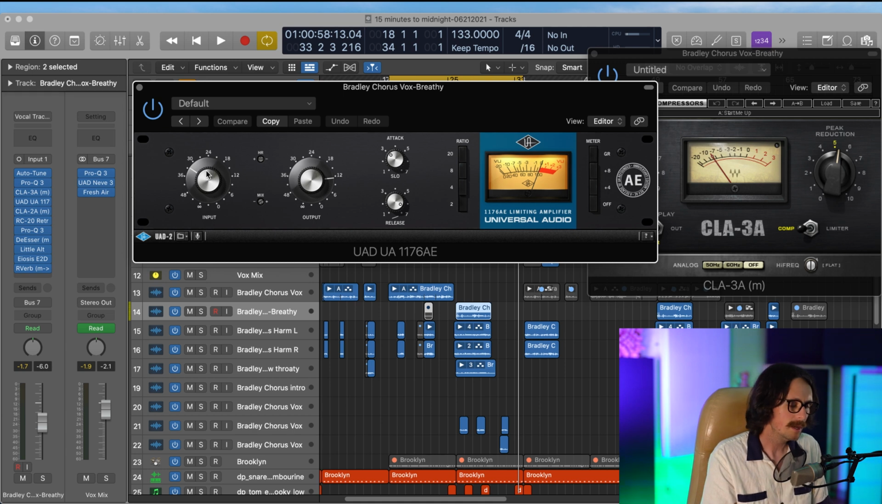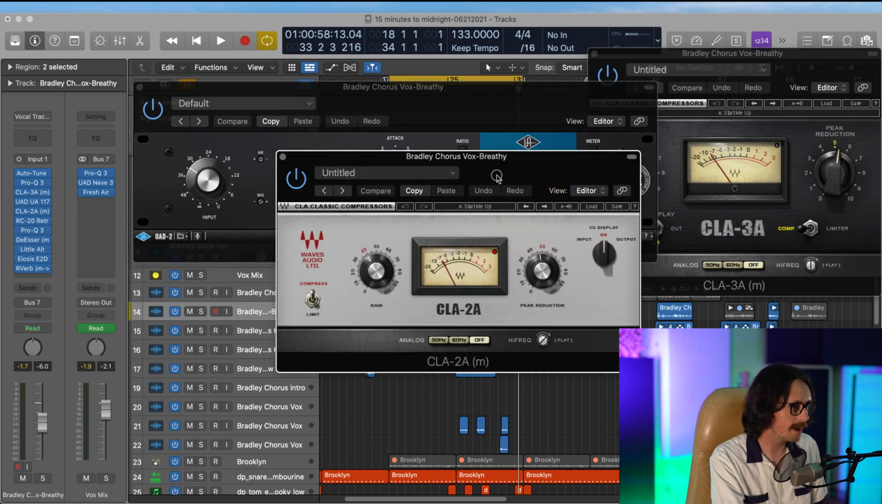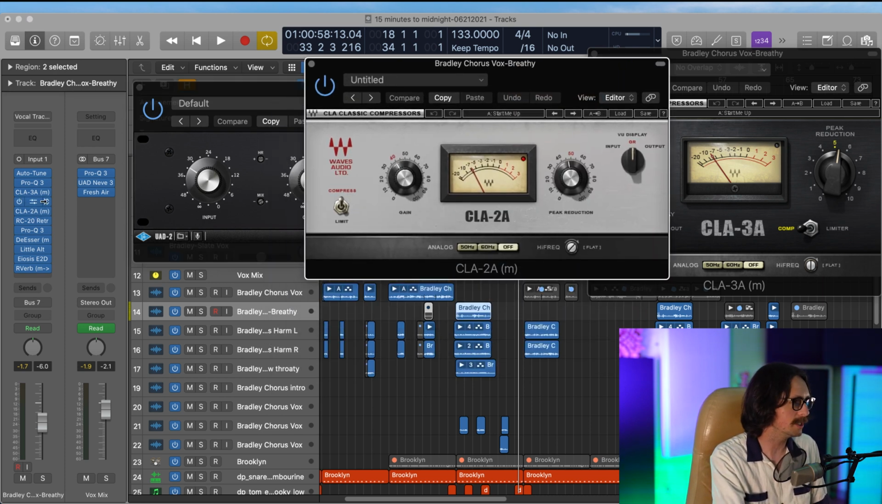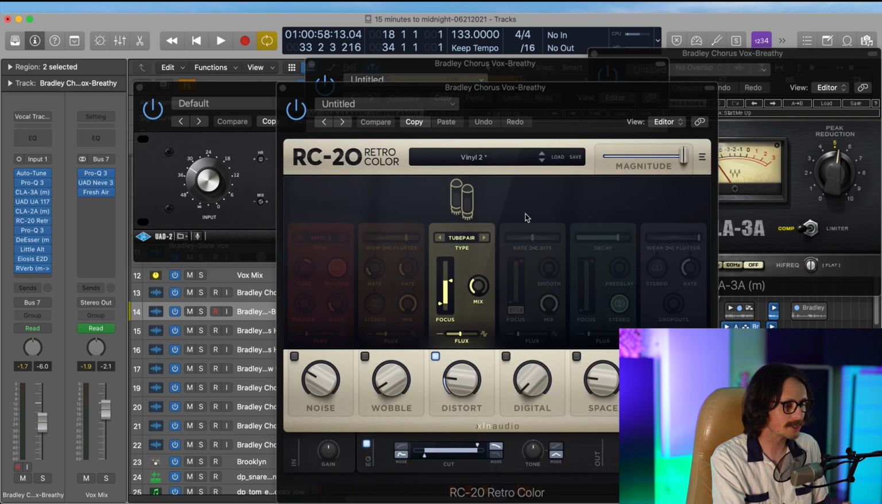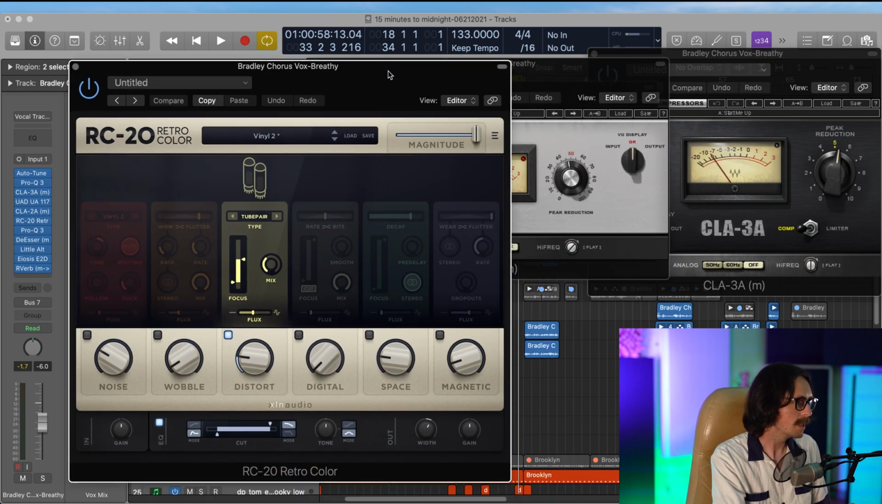It has tubes. It has op amps. We're pushing in. We have an input. We have an output. We're saturating, right? It's adding to the fundamental of the frequency. Again, CLA2A, another thing that is saturating and adding distortion. Oh my God, here, I'm actually doing it really on purpose here, right? RC20, retro color. What is this? Tube pair. And this is literally called distortion, right? So we want distortion.